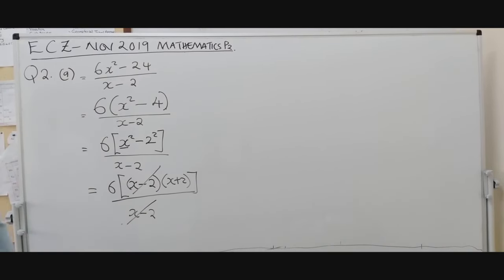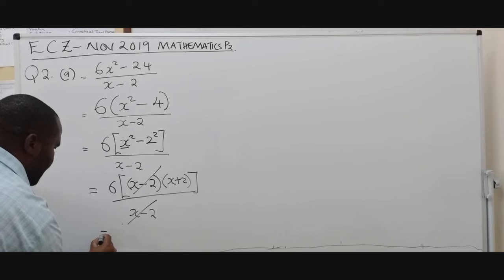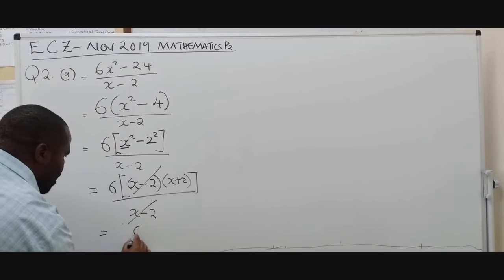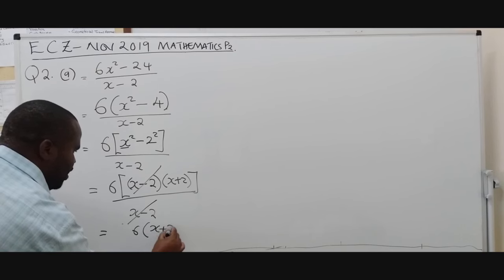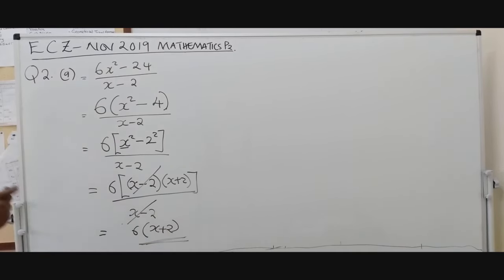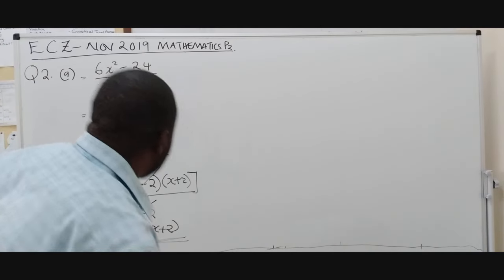So our answer becomes 6, open the bracket, you remain with that one, x plus what? 2. This one is our answer. Alright? That one is our answer. I hope that is okay. That is our answer. Okay? I hope it is clear. Okay, we can go to the next one. We can go to B.